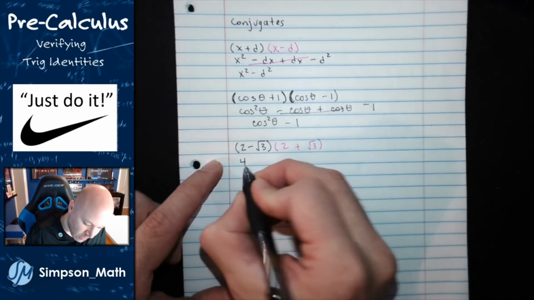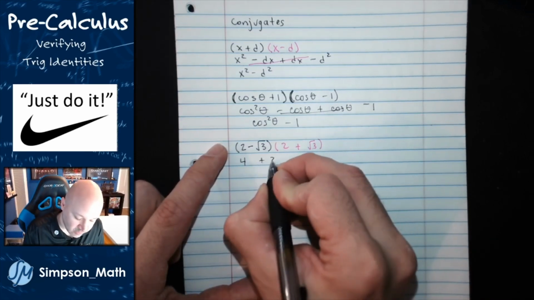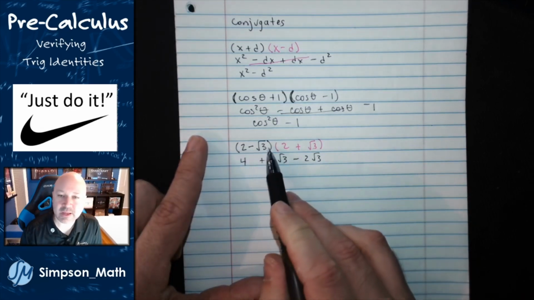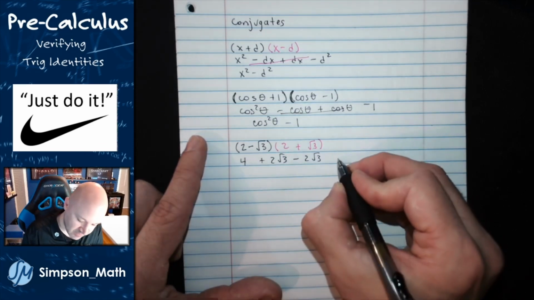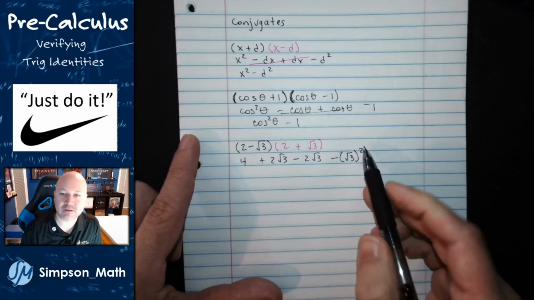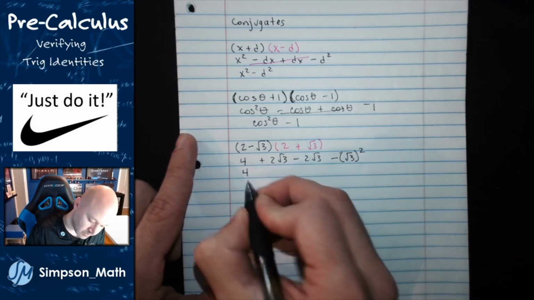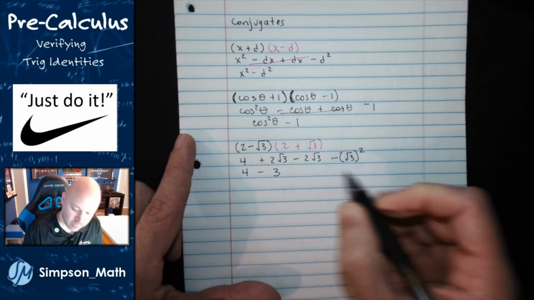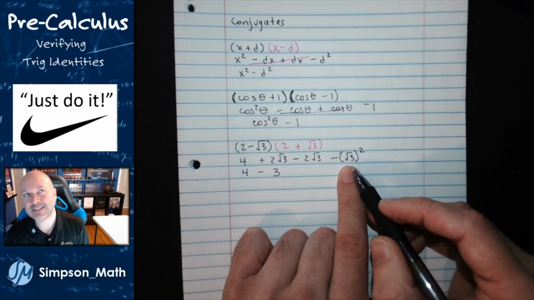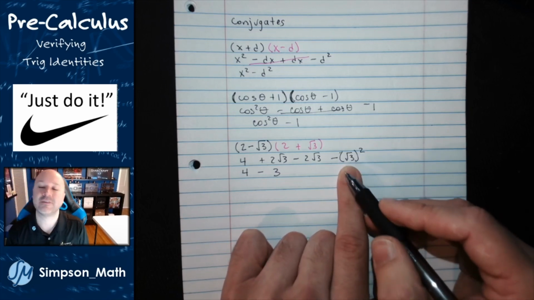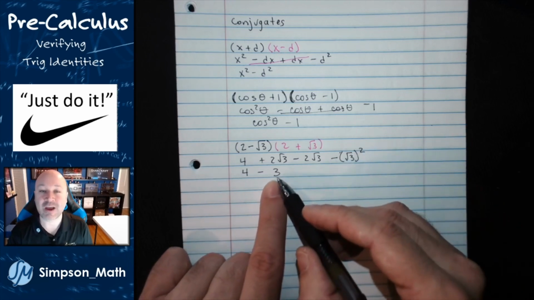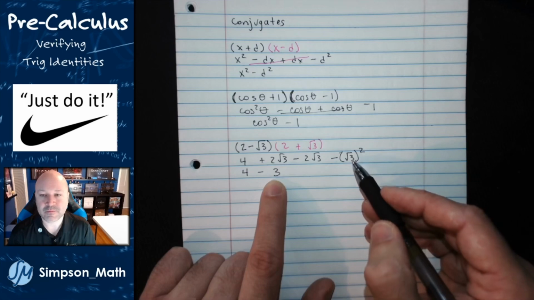2 times 2 is 4. 2 times root 3 is 2 root 3. Then I have a negative 2 root 3. And then negative root 3 times root 3. Oh, that's fun. That's going to be a minus, and this is root 3 being squared. So what's going to happen there? Well, root 3 times root 3, technically, is the square root of 9, and the square root of 9 is 3. So the square root and the square kind of just undo each other, leaving me with that radicand, what's under the radical symbol, the 3.